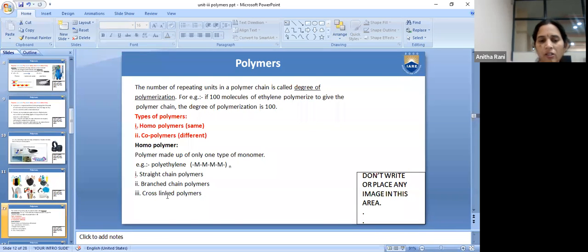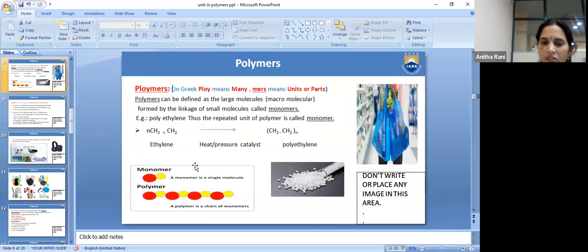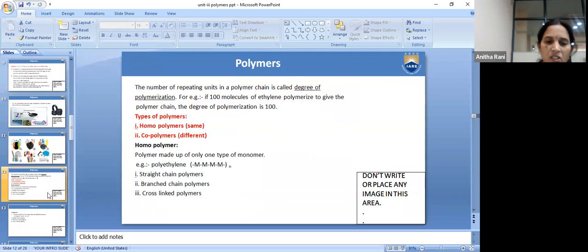We are dividing into three types here: straight chain polymers, branched chain polymers, cross-linked polymers. Straight chain polymers, like polyethylene, you get a long chain. Branched chain polymers means you get branches. Cross-linked means you get a cross-linked structure.